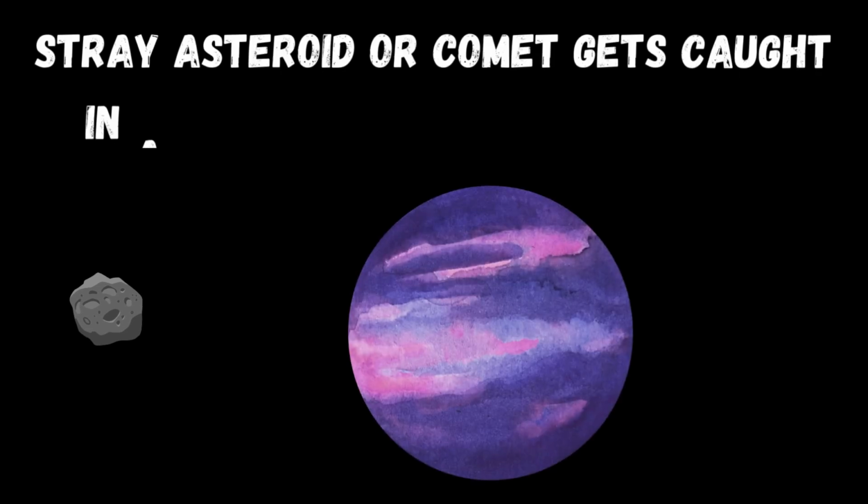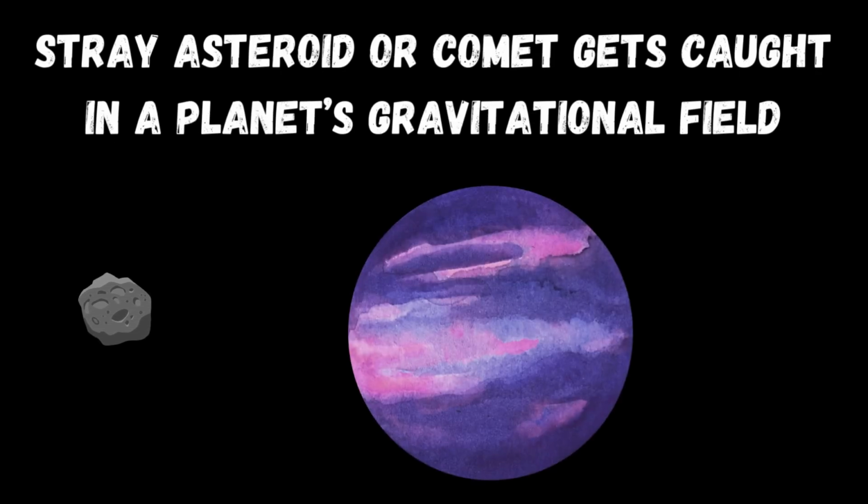First is when an asteroid or space rock gets caught in another planet's orbit. You see, planets have a gravitational field where they're able to pull things in towards it. And sometimes a stray asteroid or space rock gets caught in a planet's orbit, and this happens because the planet's gravity is so strong that the space rock is not able to escape it. And that's how a lot of moons are formed.